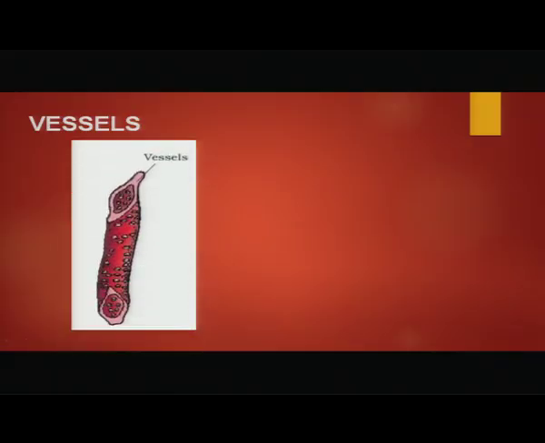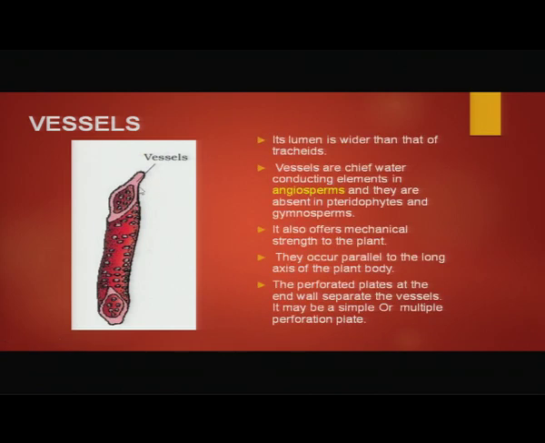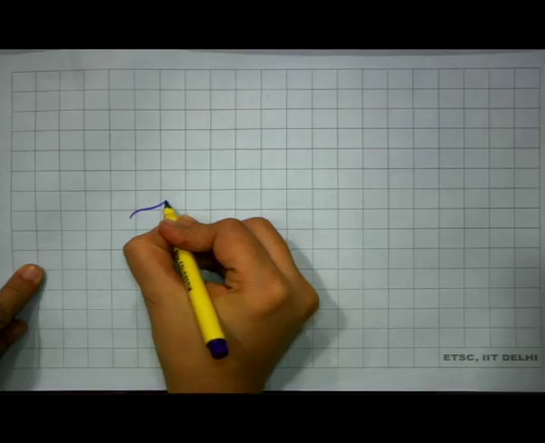This is a diagram of xylem vessel, and here also you can see there are so many pits, and the pits are present on the cell wall end also. So, the lumen is much wider than that of tracheids. Vessels are chief conducting elements in angiosperms. Tracheids are also there in angiosperms, but vessels are the chief conducting elements there, and they are absent in pteridophytes and gymnosperms. They offer mechanical support also, and they occur parallel to the long axis of the plant body, forming up a tube. You can say that we draw a vessel like this.